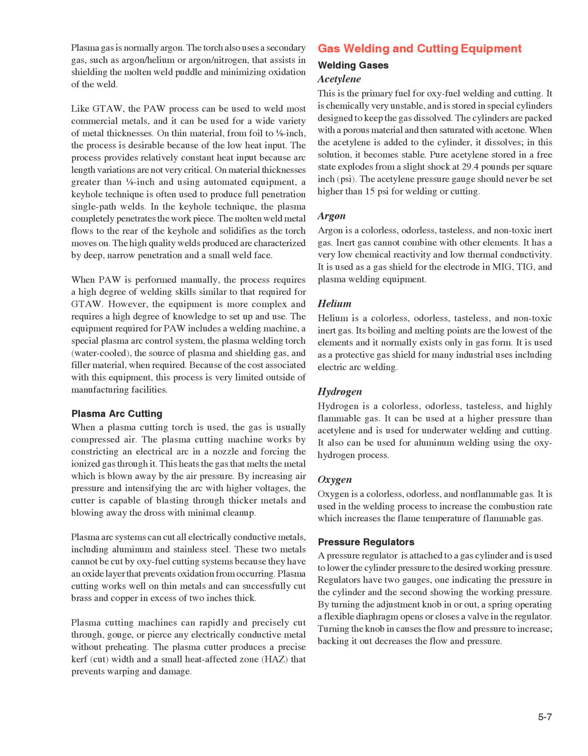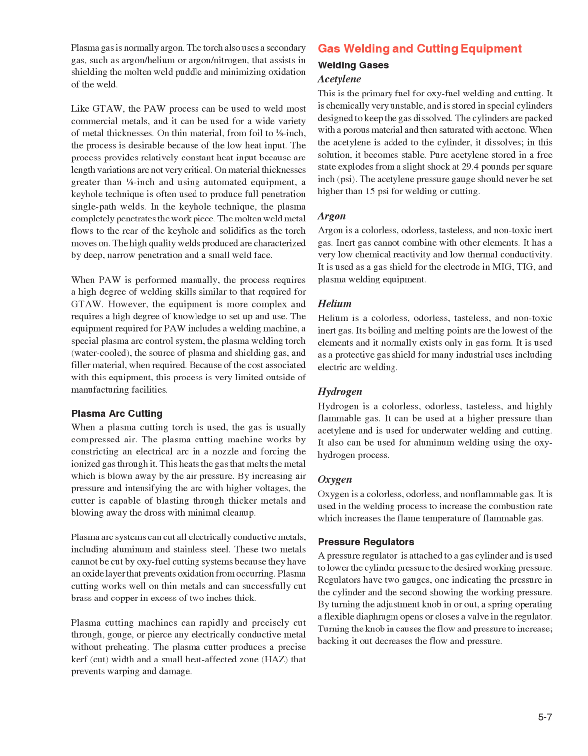On material thicknesses greater than 1/8 inch and using automated equipment, a keyhole technique is often used to produce full penetration single pass welds. In the keyhole technique, the plasma completely penetrates the workpiece. The molten weld metal flows to the rear of the keyhole and solidifies as the torch moves on. The high-quality welds produced are characterized by deep, narrow penetration and a small weld face.